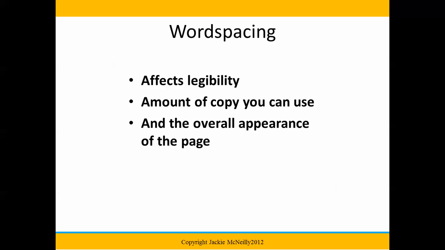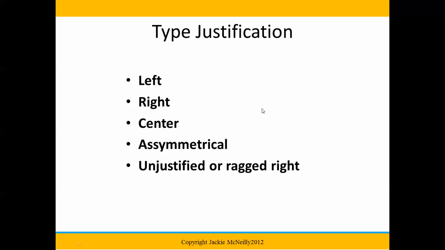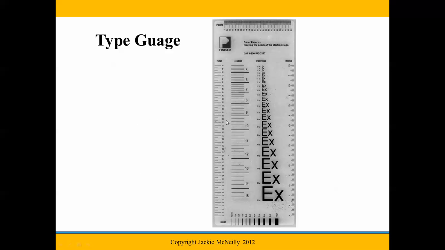Word spacing is another thing, which is separate from letter spacing. The space you have between words helps you to read it. Now there's also type justification. Left, right, center, asymmetrical, or unjustified or ragged right. Now, in one of our classes, we're going to learn how to read a type gauge. And so we'll be going on now with our type lesson.